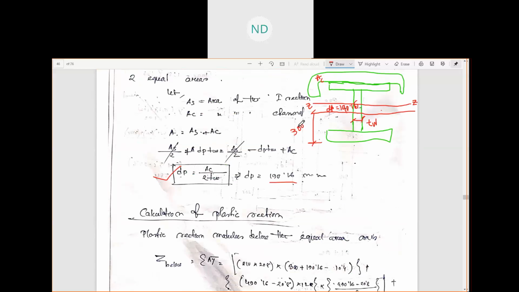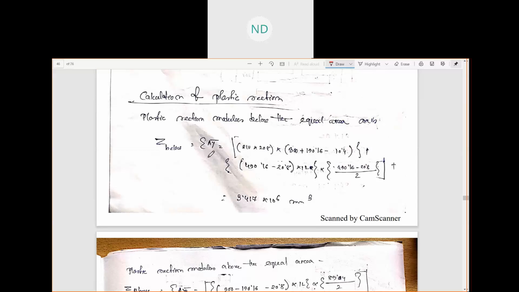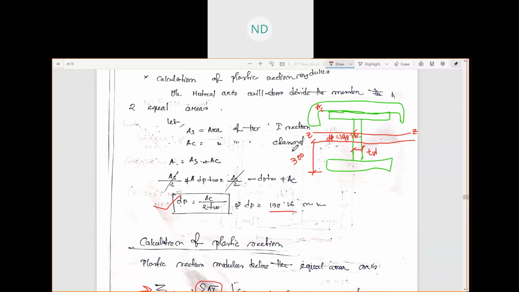So the section modulus is given by how much? Summation of A y bar. This is the section modulus below the z-axis. Now the z axis is given by summation of A y bar. So how many parts are there? You see here, this axis we have to consider, right? So how many parts will be there? At the bottom there will be two parts: this portion, and the flange portion.